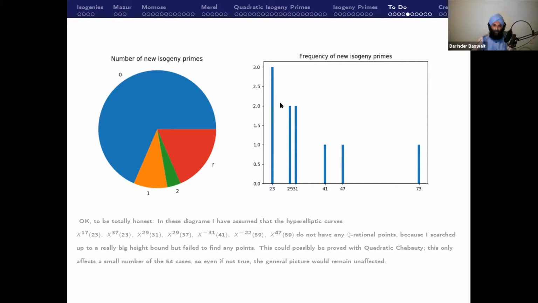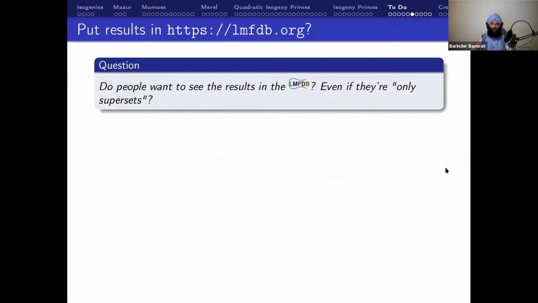And as for which new isogeny primes we got, there's not that much data here really, but 23 came up 3 times, 29 and 31 twice each, and once each for 41, 47, and 73. Okay, doing this arithmetic statistics kind of question more rigorously would be very interesting to consider.